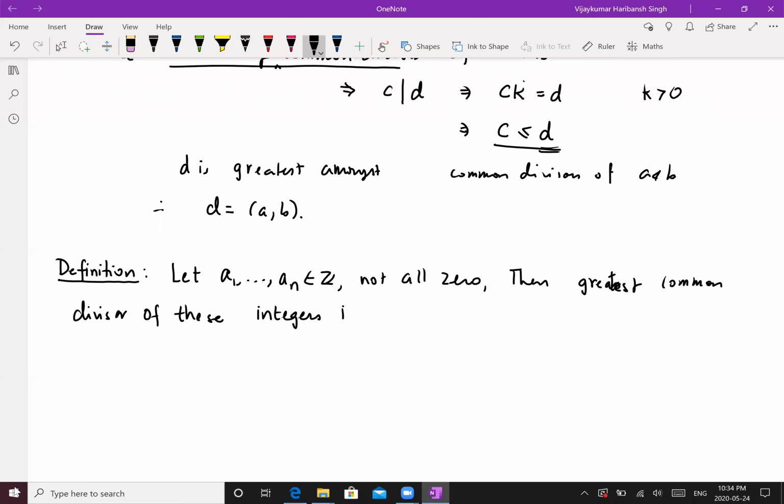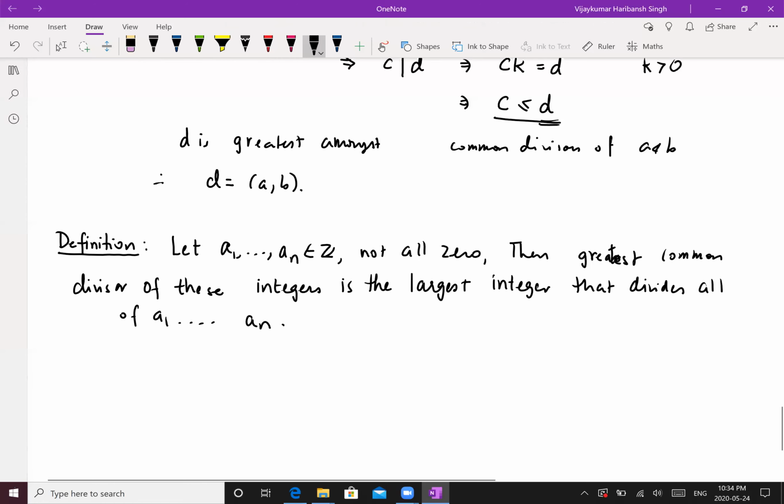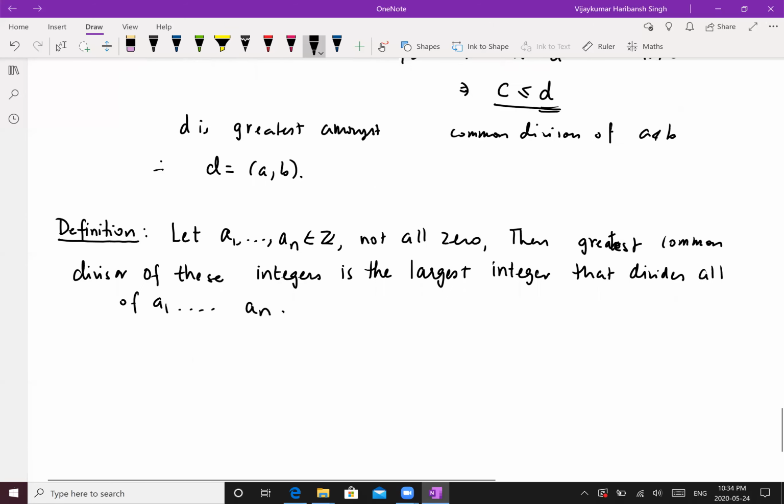is the largest integer that divides all of a1 through an. So this is called the greatest common divisor of these integers. Okay, so here we have the following lemma. Now we need a way to compute them, right? The way to compute them is given by the following lemma.